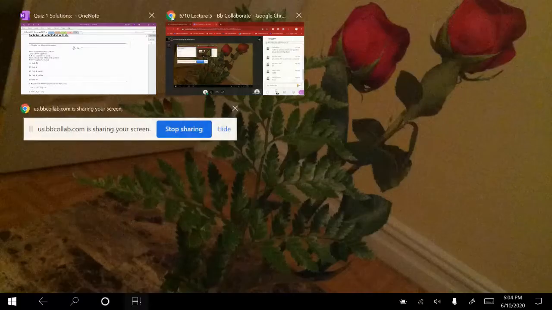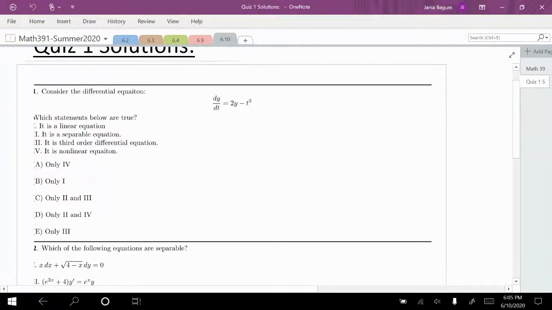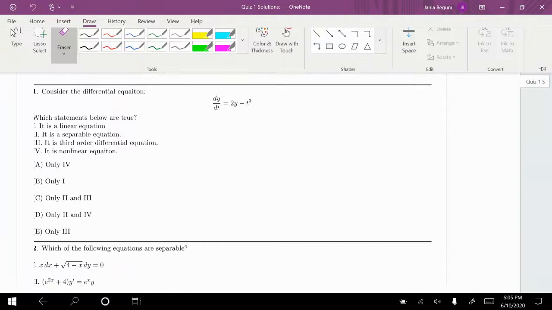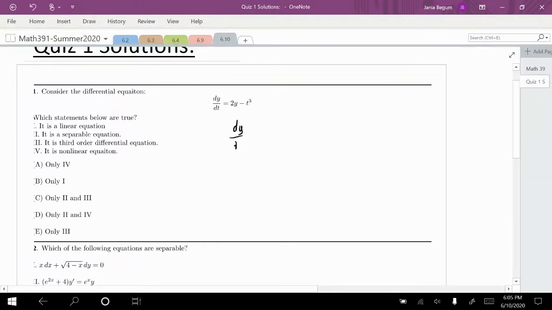It's linear. If you look at the equation, we can rewrite this as dy/dt minus 2y equals negative t cubed. That's in the form of a linear equation: y is by itself, the derivative is by itself, and you have a function t cubed. It doesn't matter, it's linear in y. So this is check. Now, is it separable? Can you separate t and y with its differentials? No, so this is not true.